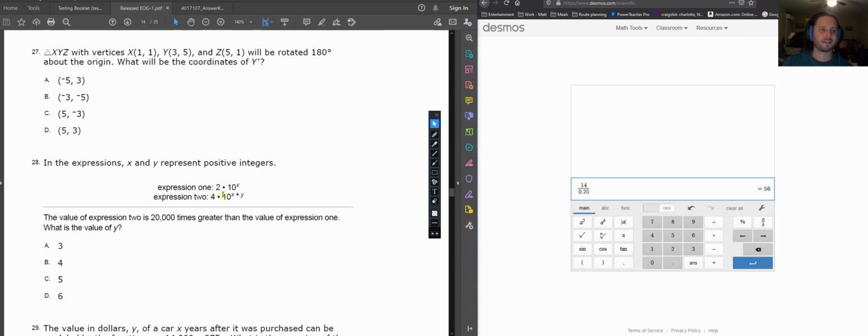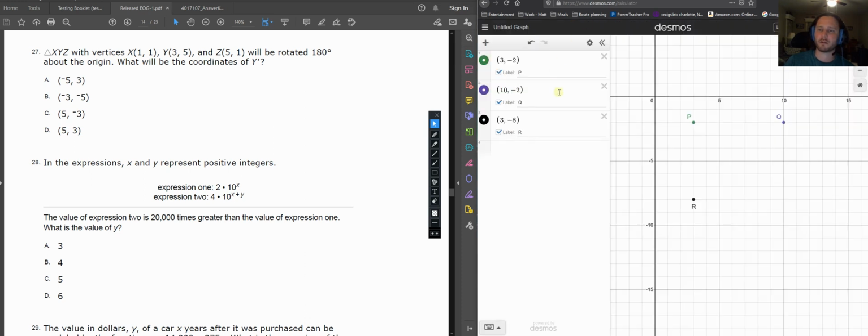For 27, this is a rotation of a triangle. I'm going to use my graphing calculator to assist with this one. We have a triangle, so we have 1, 1. And I'm going to go ahead and label it as well, Y as well. Doesn't take too much time. Y will be at 3, 5. Okay, so this is Y. And then Z will be at 5, 1.